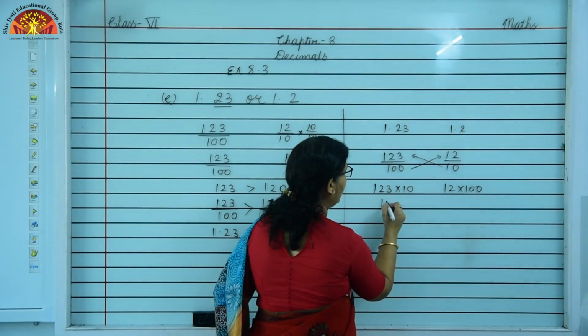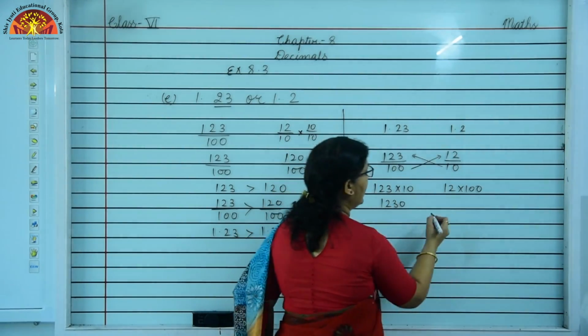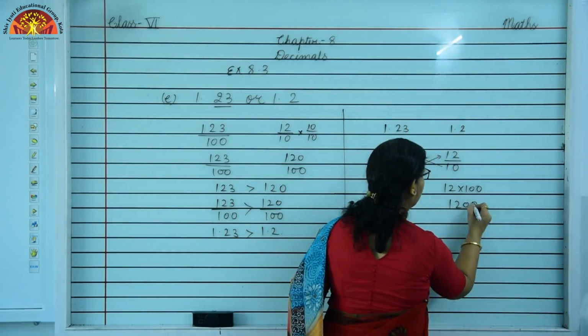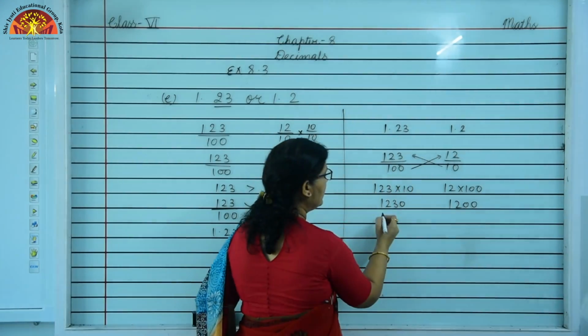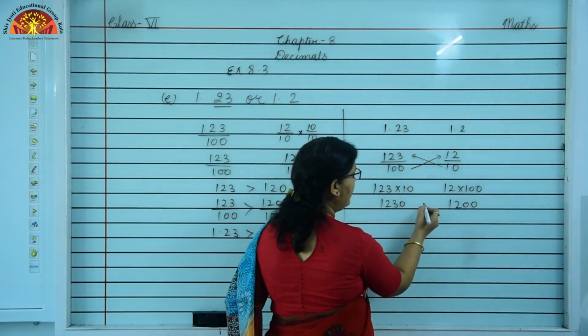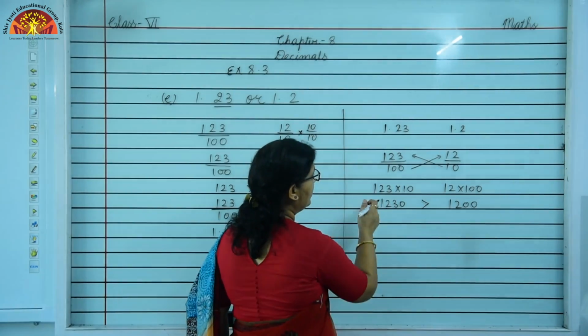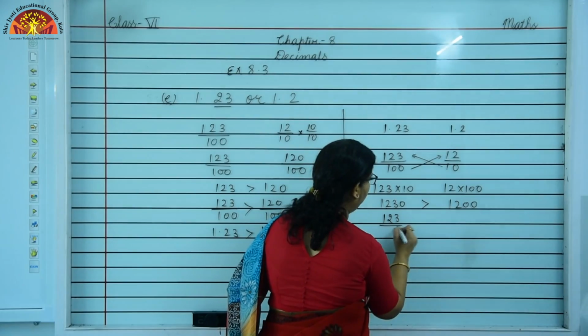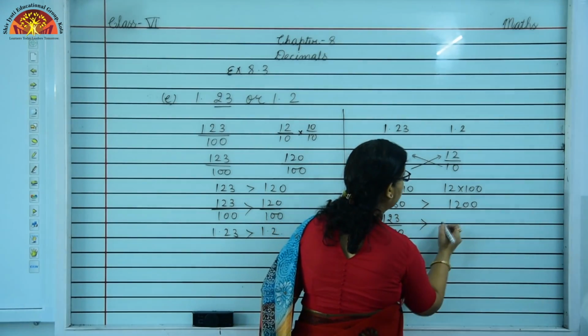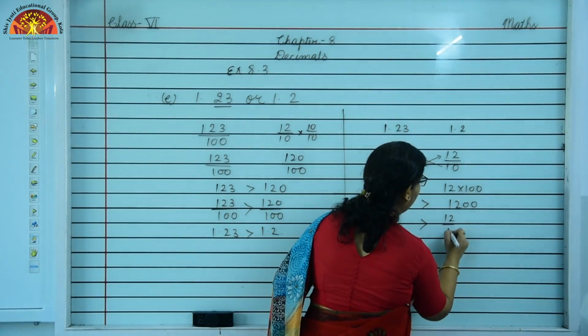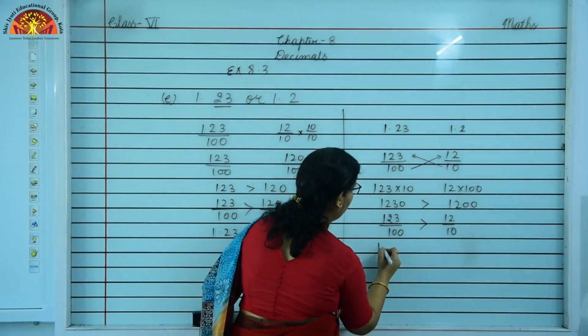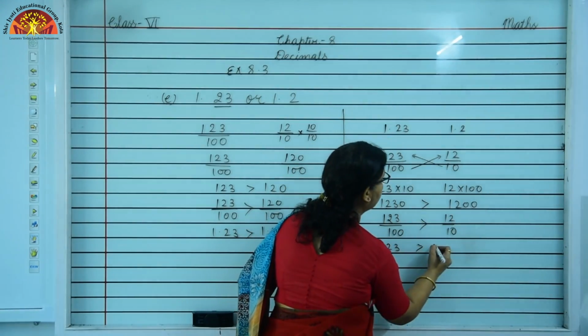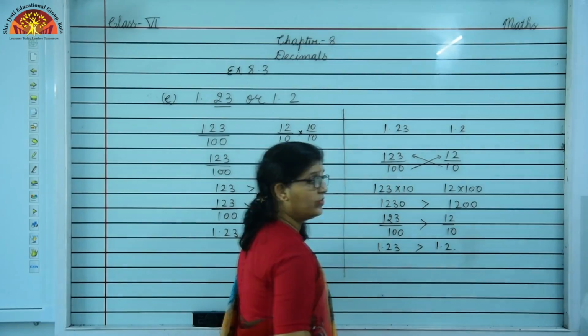Now, 123 is multiplied by 10 and 12 is multiplied by 100. Now, it becomes 1230 and it becomes 1200. Now, compare both the numbers. This number is greater. So, which fraction is greater? 123 upon 100 is greater than 12 upon 10 and finally 1.23 is greater than 1.2. Understood?